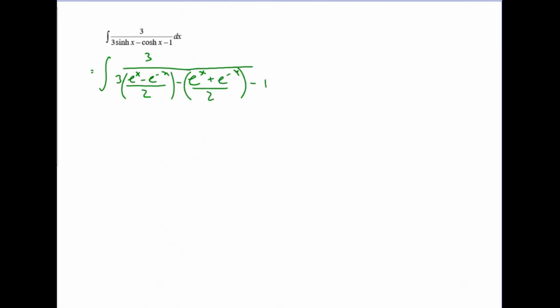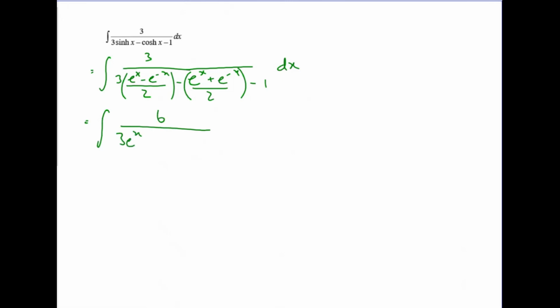Okay. So we're going to use the fact that sinh x is e to the x minus e to the minus x over 2. Cosh x is e to the x plus e to the minus x over 2, minus 1, dx. I'm going to tidy up the denominator there. So I don't like that it's over 2 inside a fraction. So I'm going to times top and bottom through by 2. And then expand this out.